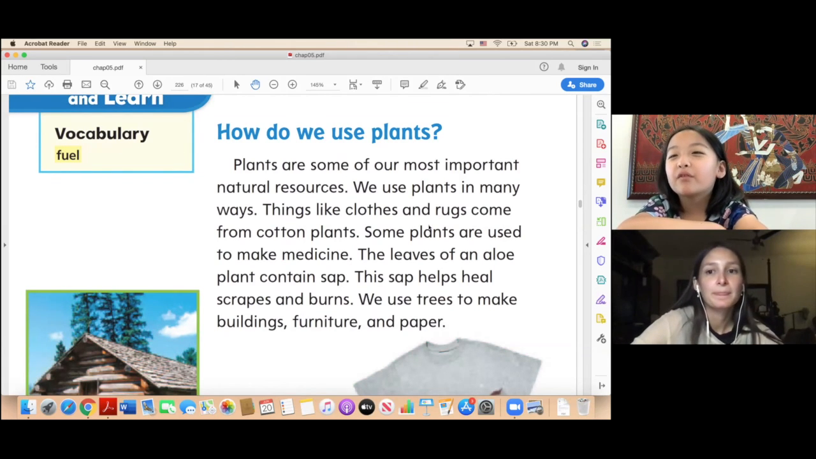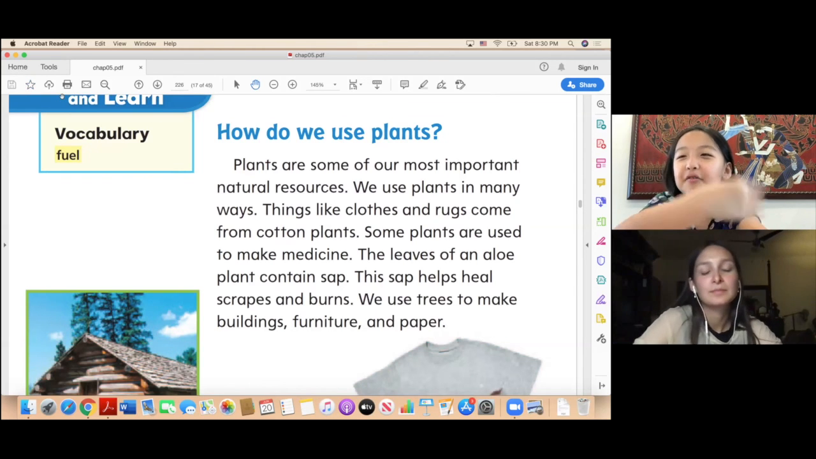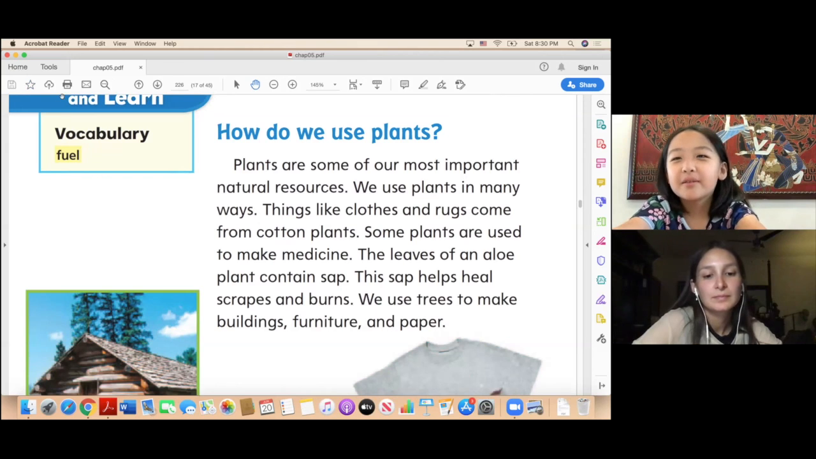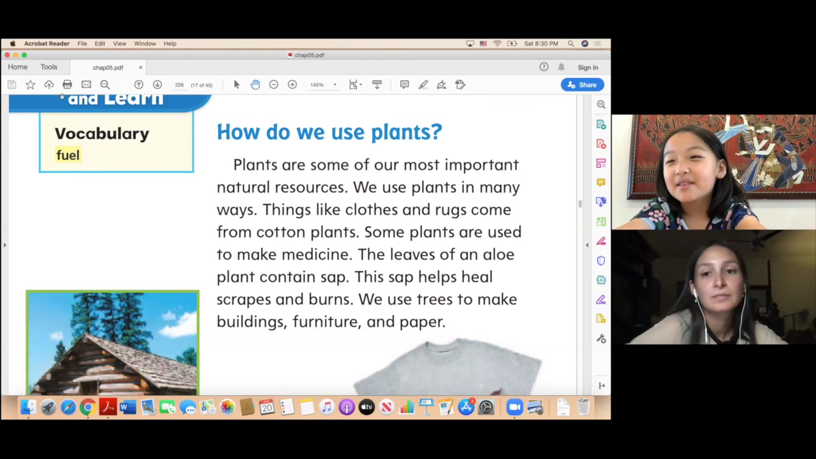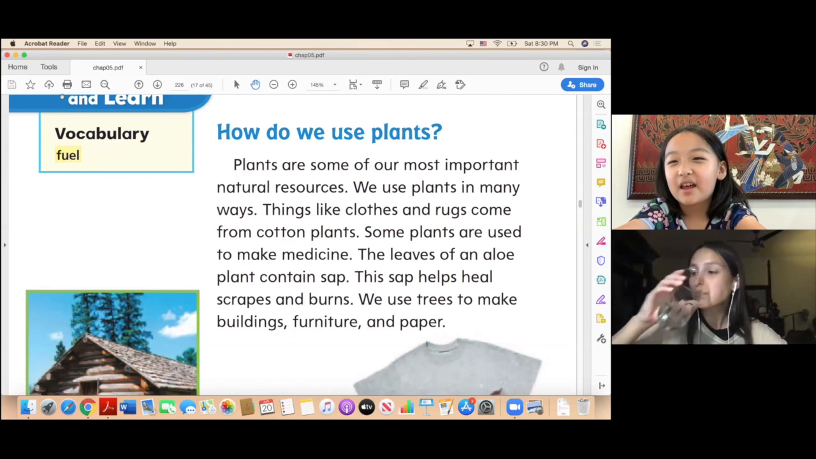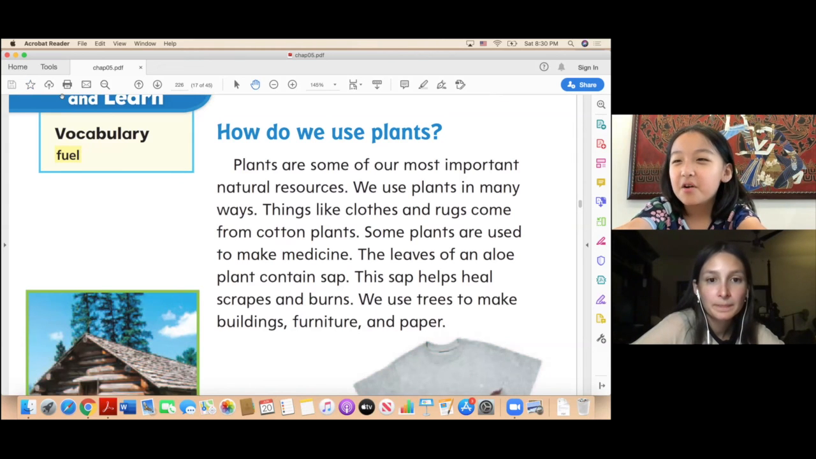Plants are some of our most important natural resources. We use plants in many ways. Things like clothes and rugs come from cotton plants. Some plants are used to make medicine. The leaf of an aloe plant contains sap. The sap helps heal scrapes and burns. We use trees to make buildings, furniture, and paper. Good.